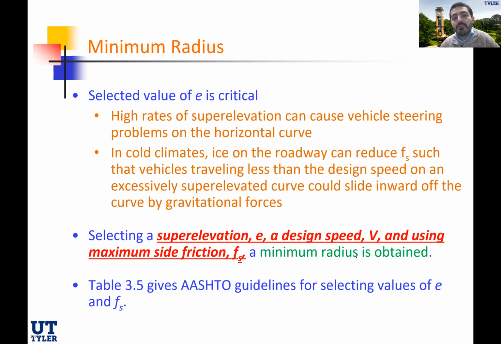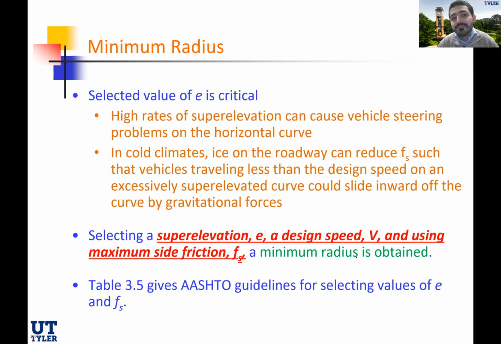And the goal, as always, is to select the minimum radius, as we did for the vertical alignment, where we were designing for the minimum length, because the minimum length means the minimum amount of cut and fill I'm going to have in any new location constructing that roadway. Same thing with the horizontal alignment. I would be looking into the minimal radius.